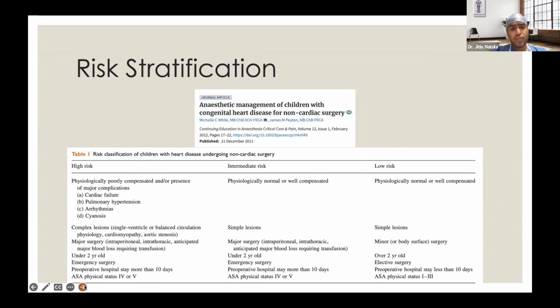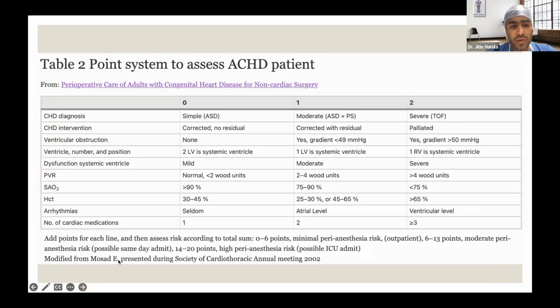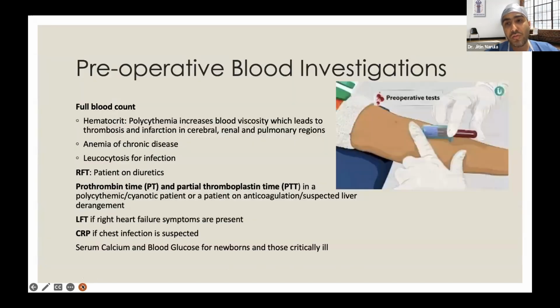There are also other scoring systems available. This one was given by Mossad et al., in which points are given for various types of pathologies and their PO2s and hematocrits. It's a complicated score, but it helps to identify patients who are at high perioperative anesthesia risk who should be admitted in the ICU, or differentiate them from low risk patients who can be managed on an outpatient basis. So this is also a very valuable scoring system that can be used to stratify our patients presenting for surgery.